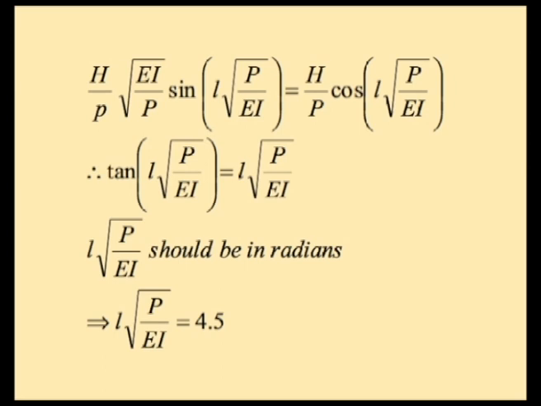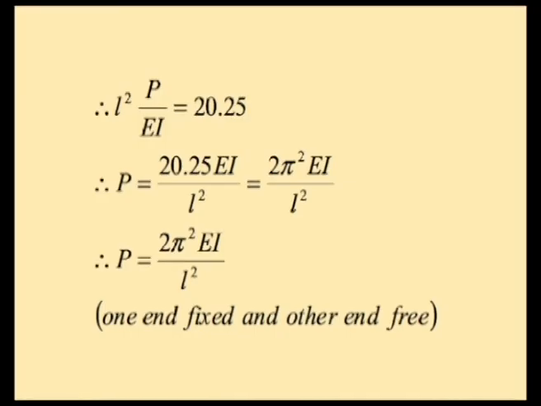And always we wish to have this crippling load, Euler's crippling load, in the form of pi squared E I by L squared, or 2 pi squared E I by L squared, or 4 pi squared E I by L squared, or pi squared E I by 4 L squared. So, we wish to have it in that form. So, if we put 20.25 to that form, we will get 2 pi squared E I by L squared. So, the crippling load or buckling load in case of a column with one end fixed and other end hinged is 2 pi squared E I by L squared.